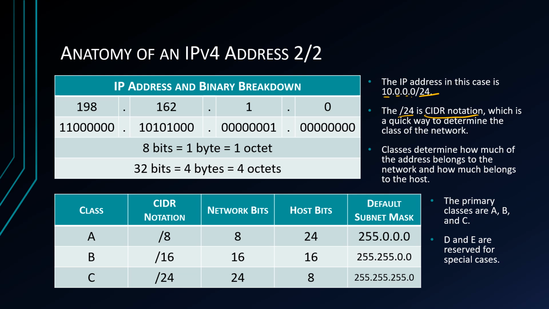So our /24 says it's a class C, which means it has 24 network bits and 8 host bits, and like we said, 32 binary bits makes up one IP address. 24 plus 8 equals 32.